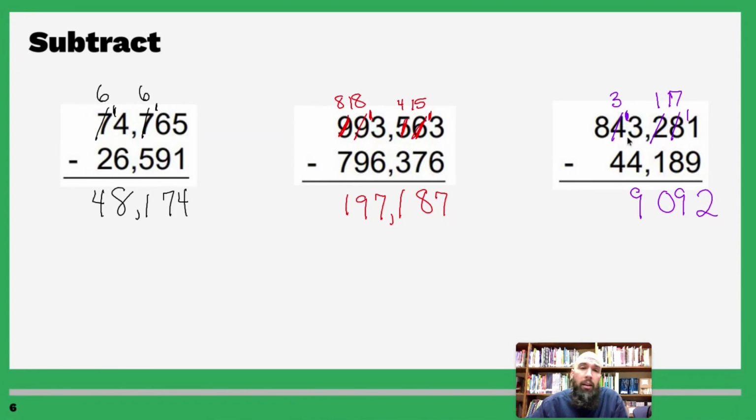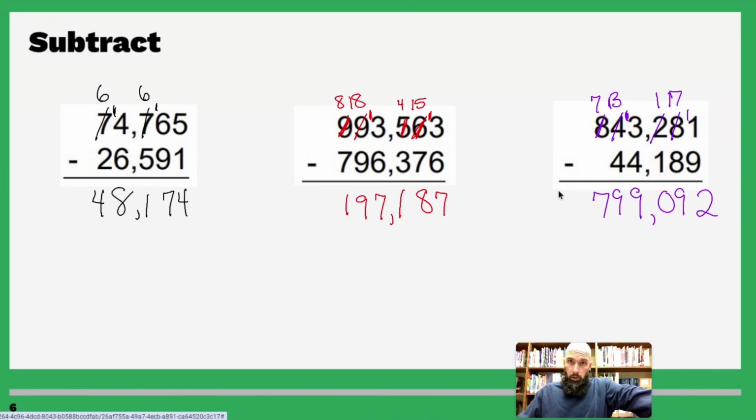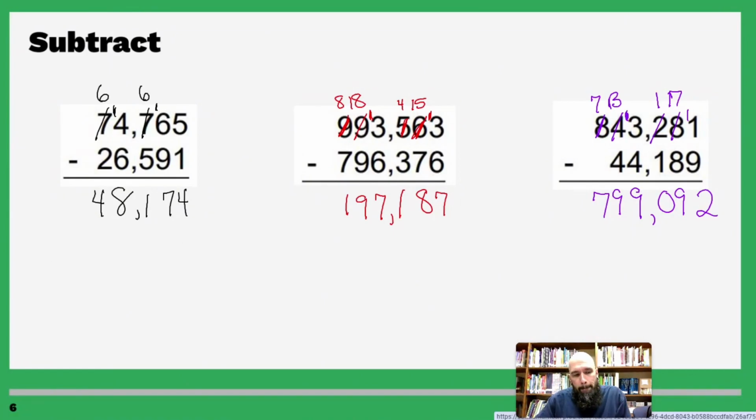3 minus 4, can't do it. So let's borrow 1 from 8 and turn it into 7, make the 3 a 13. 13 minus 4 is 9 again, and then 7 minus no number is just 7. So 1, 2, 3 digits, comma, 1, 2, 3. 799,092.